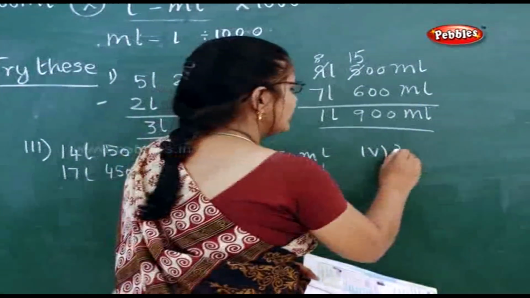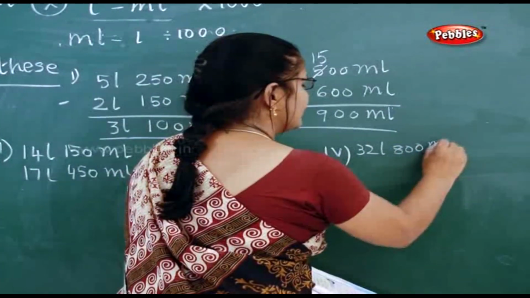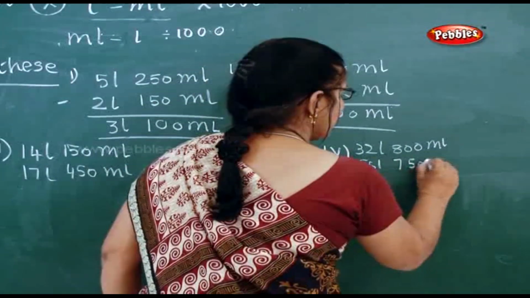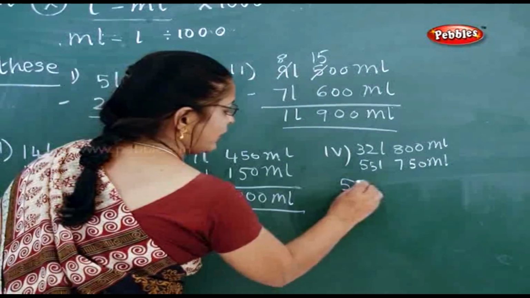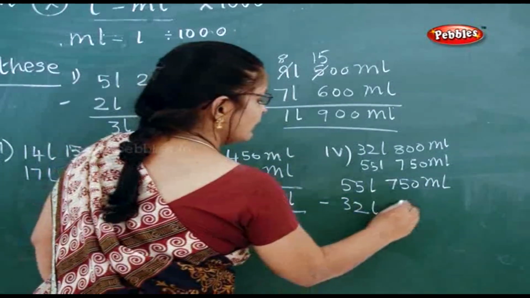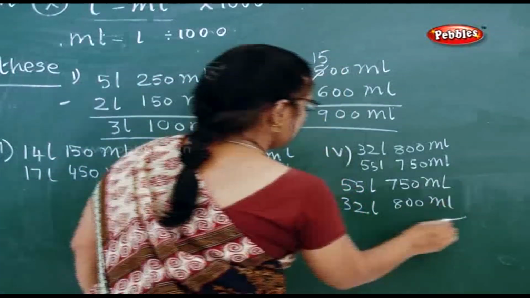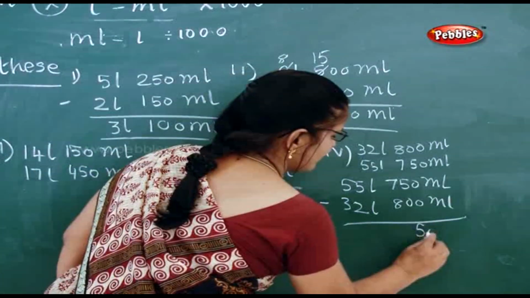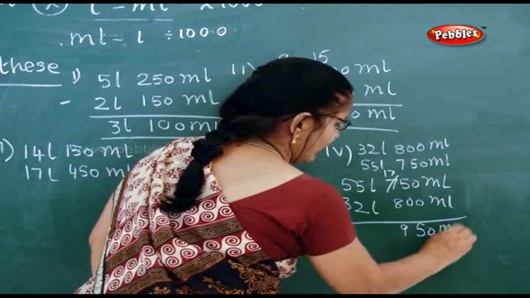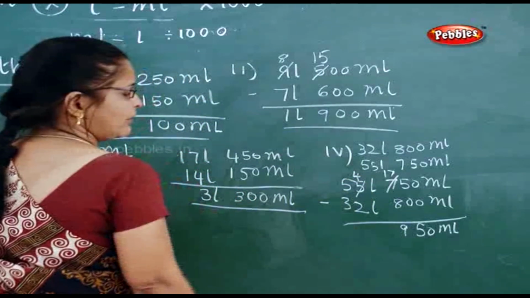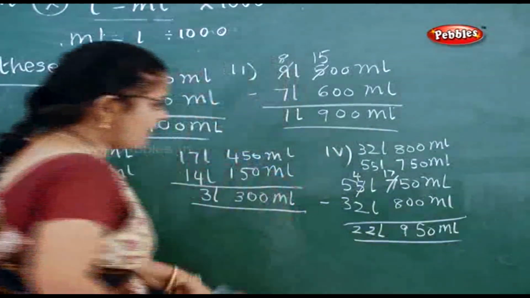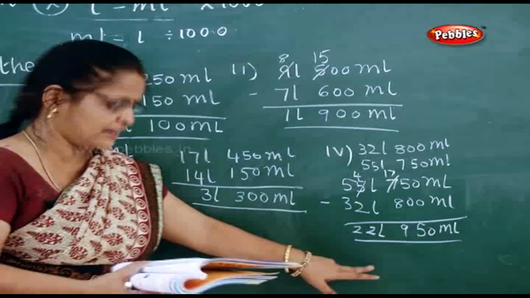Now next question, your fourth question. 32 L and 800 ml. L means liter. With 55 L and 750 ml. So subtract from that they have given. Immediately you will write 55 L 750 ml minus 32 L 800 ml. Now, what is 5 minus 0? 5, 0. Now, this will become 17. So, 17 minus 8 is how much? 9. So, you will write ml. This will become 4. What is 4 minus 2? It is 2. Now, what is 5 minus 3? It is 2. So, 22 liters and 950 ml.